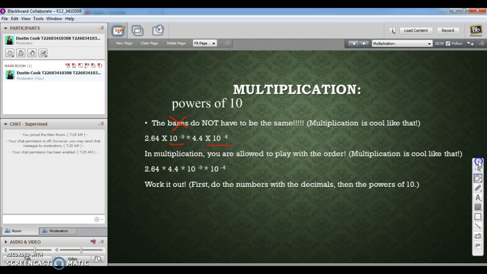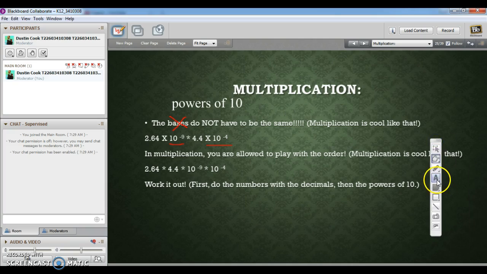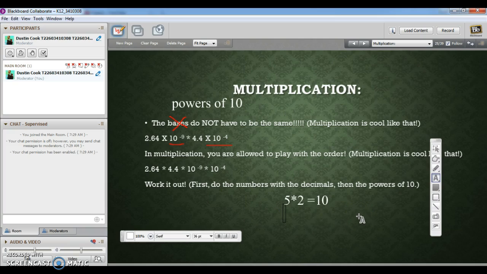Perfect. The other thing I want you to know about multiplication just in general is that you're allowed to mess around with the order of things. All right, so you all know that 5 times 2 is 10. You all know that. And in the same way, 2 times 5 is also 10, right? But here's the cool thing. We can actually do this with multiple numbers. So 5 times 2 is 10, times 4 is 40. But in the same way, 2 times 5 is 10, times 4 is 40.